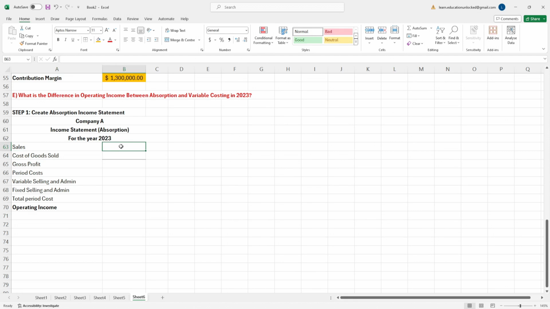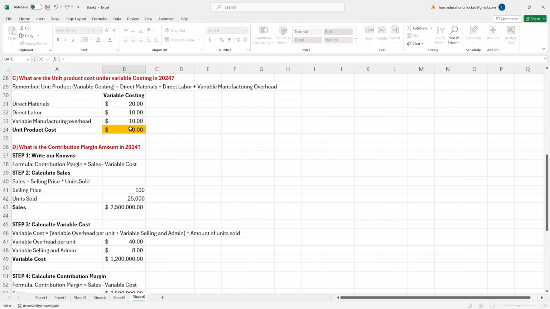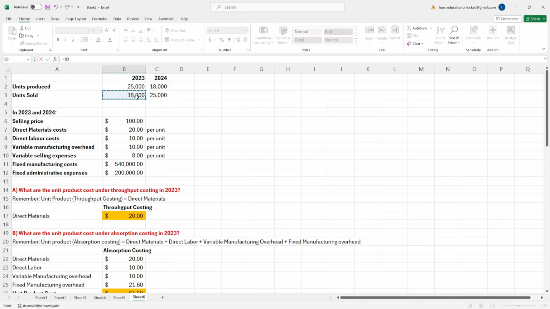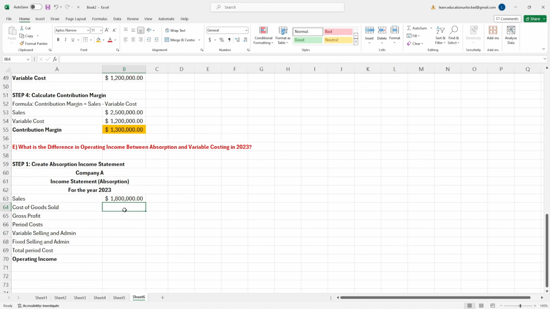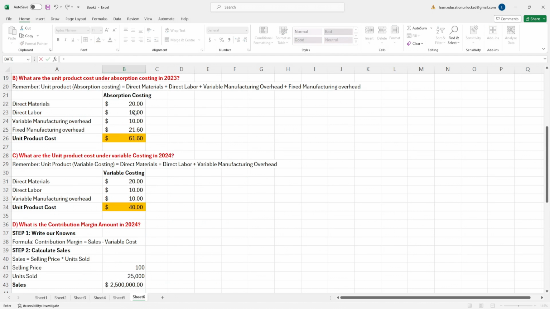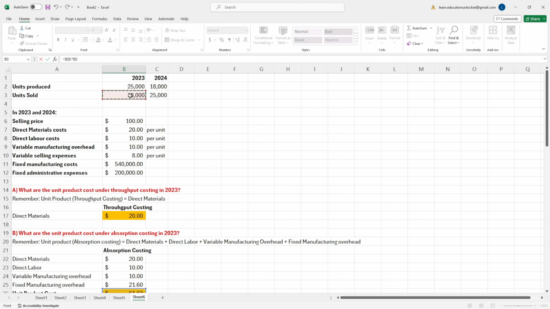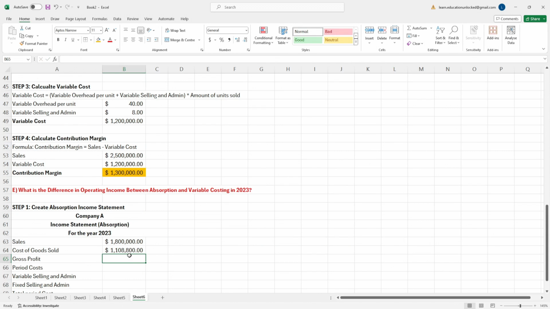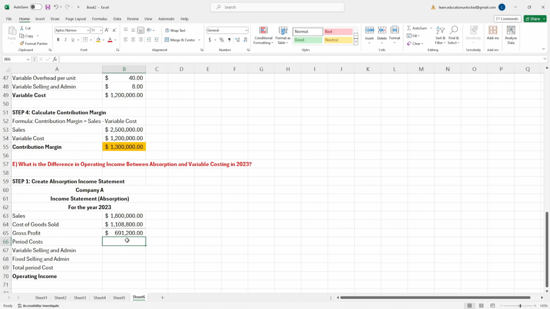All right, so for our sales for the year 2023, we can go all the way up. Units sold is 18,000 times the unit selling price, so $100. That gives us 1.8 million. Now cost of goods sold for absorption: we can go find the unit product cost, and then we want to multiply this by the amount of units sold, since it's the cost of goods sold. That gives us our gross profit, minus 691,200.